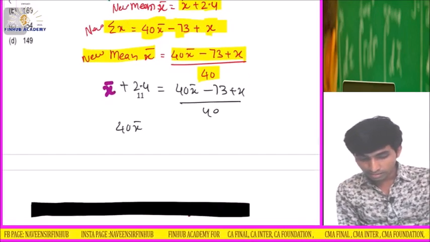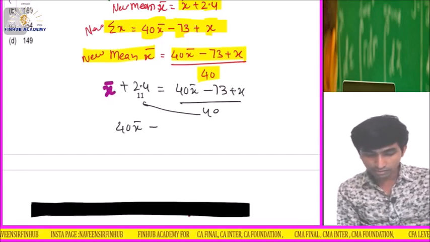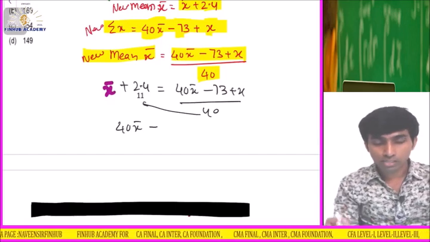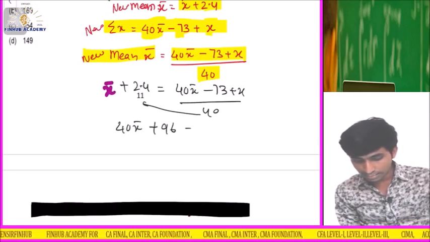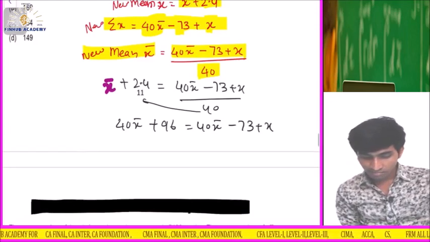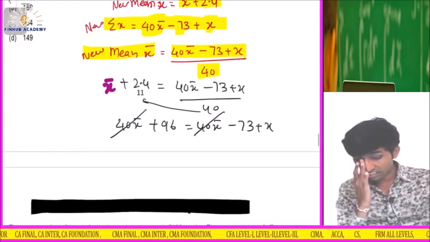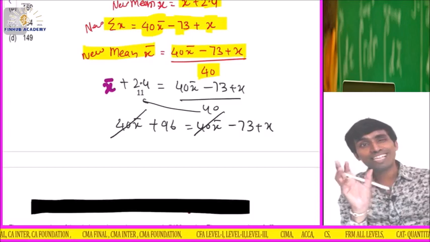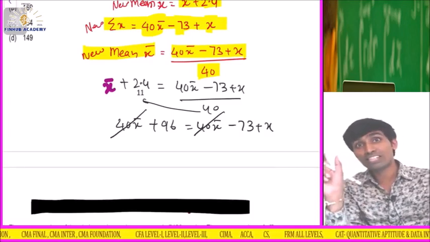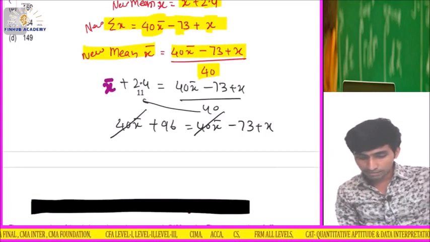40 x bar minus, see this 40 will go this side, okay, and 40 into 2.4, the answer is what? 96. So plus 96 is equals to 40 x bar minus 73 plus x, okay? So this 40 x bar got cancelled. This means that the net effect now, you can take the change, okay? This is how I have taught you with that correction sum. I'll come to that, but 1 minute.